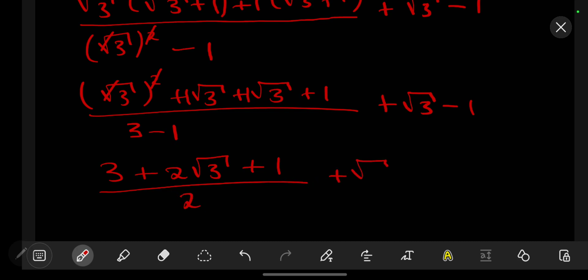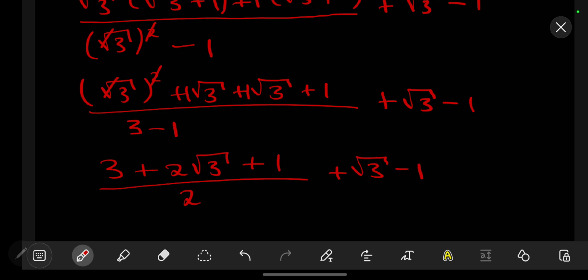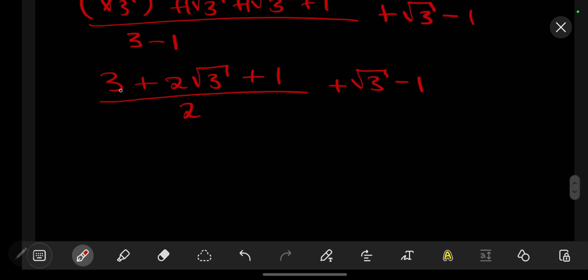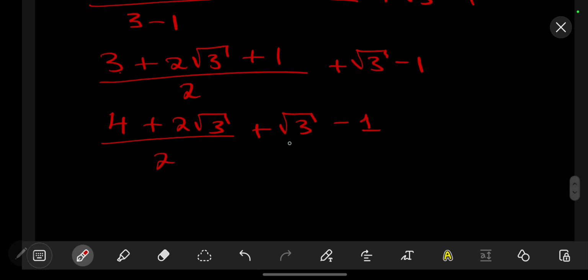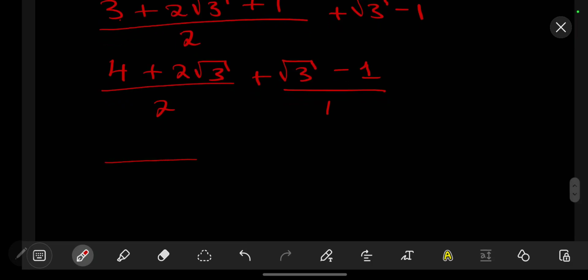Then we have plus the square root of 3 minus 1 like that. So we have here 3 plus 1. This will give us a 4. Then we have plus 2 square root of 3 like that over a 2. Then we have plus the square root of 3 minus 1. So 2 is our common denominator. This is the same as having 1. Then we are going to divide. So we have over a 2. Then since 2 divided by 2 is 1 times the whole of this, it will just be the same.